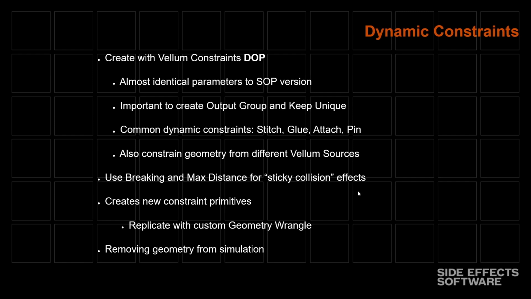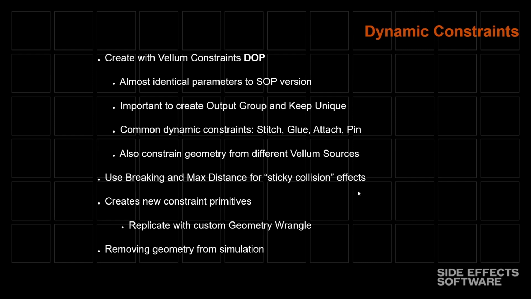And sometimes, if you're using the Vellum sources workflow, so you've got several different sources of Vellum geometry and you're bringing them into a DOP net from separate Vellum sources, then the only way to really apply constraints to those is after the fact within the DOP net itself. And so again, we'll look at an example of that. In that case, it's not really a dynamic constraint in that you're not creating it as a result of some situation inside the simulation. You're just doing it to set up the simulation, but because of the way you've specified the geometry, you need to do it from within DOPs.